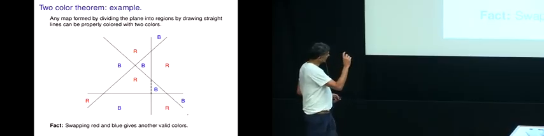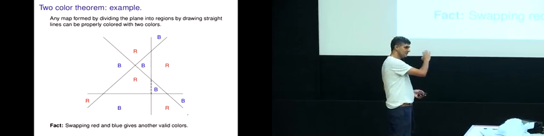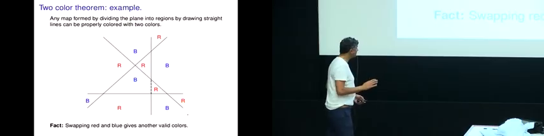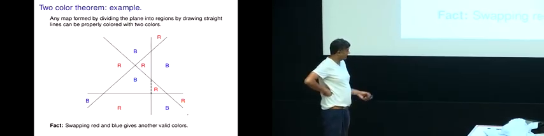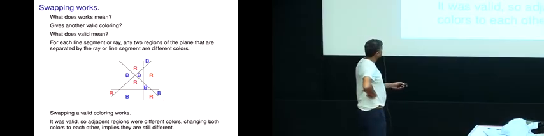So I'm just saying what a proper coloring is: you look at each of these line segments or rays, and you look at the two regions on either side, and they must be different colors. Now, swapping red and blue gives another valid coloring, right? So what does valid mean? For each line segment or ray, any two regions of the plane that are separated by the ray or line segment are different colors. So here's our picture again.